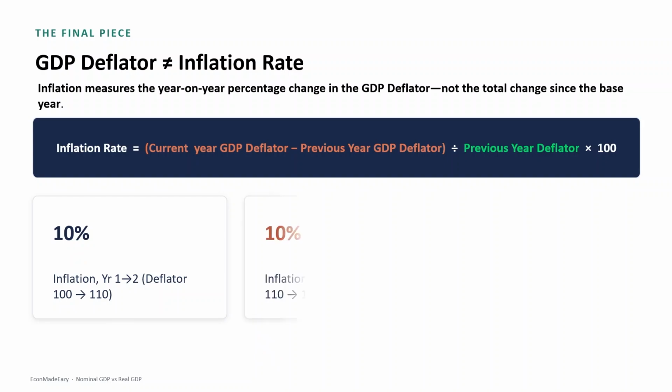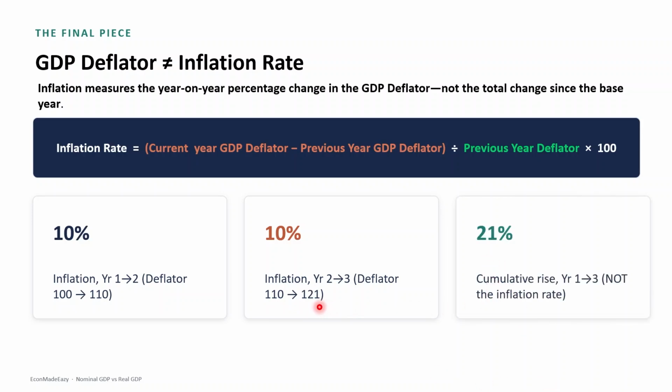If it then rises in the year from year 2 to year 3, inflation would be again 10% when the deflator is rising from 110 to 121. But what do you notice here? That the deflator has reached 121 from 100 as the base year, which means prices are 21% above the base year. But the inflation rate is only 10% because we are measuring the change from 110 to 121.